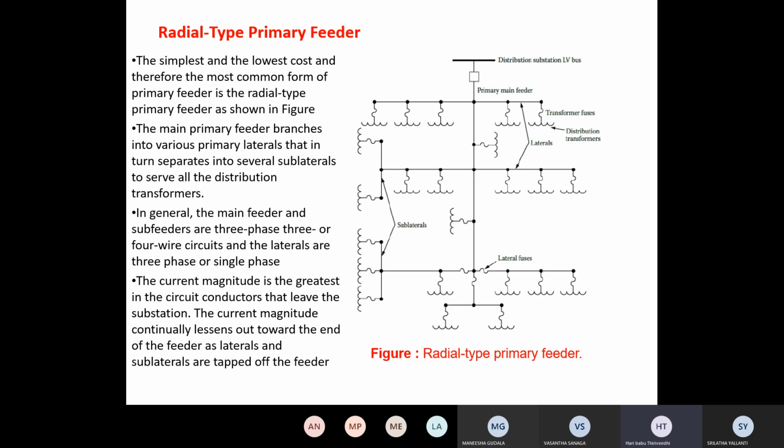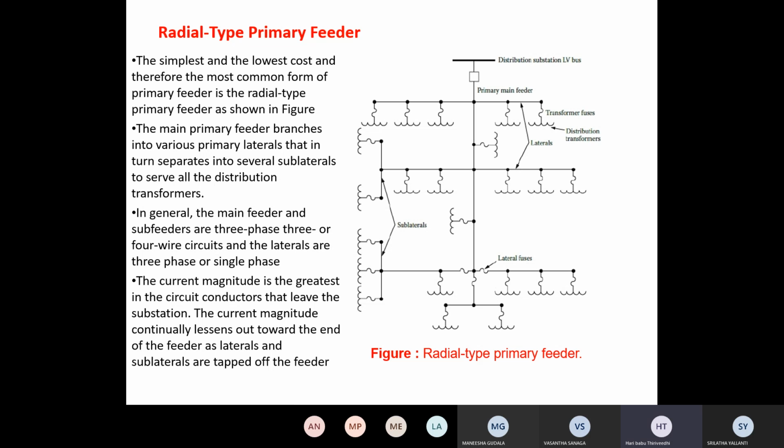Now these are the branches. Branches are nothing but laterals. So this is the main primary feeder, and this is a lateral feeder. This is also a lateral feeder, and the lateral feeder is again classified into sublaterals. This is the complete main primary feeder, and these are the laterals and these are the sublaterals. So all depend upon the main primary feeder only.